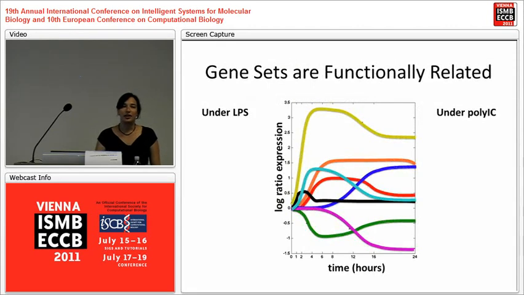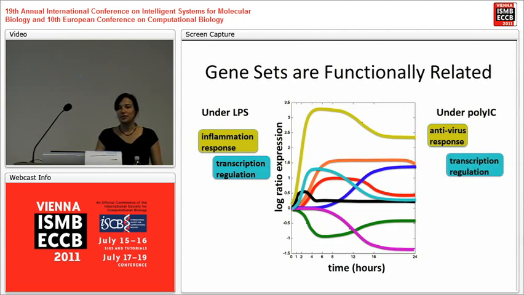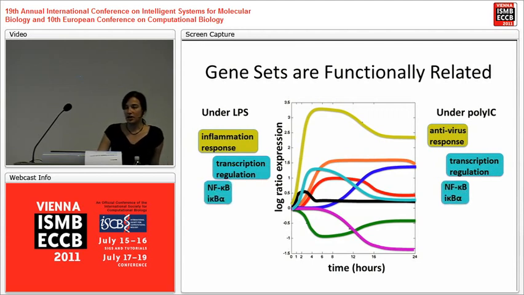What kind of enrichments do we find in those clusters? Remember that we also have genes responding to LPS and poly-IC in those clusters together. So in the yellow cluster, we get enrichments for inflammation response under LPS and antiviral response under poly-IC, which makes sense. In the light blue, we have transcription regulation and NF-kappa B regulation, I-kappa B alpha, and a lot more that I'm not showing here.